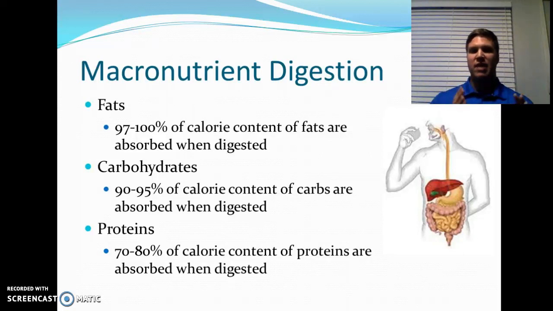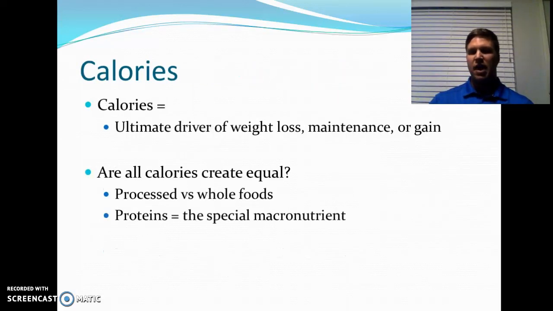So proteins have the highest thermal effect, followed by carbohydrates and fats. If we look at the other side, fats are the most efficient macronutrient that our bodies absorb because we hardly lose any amount to digestion and absorption, followed by carbohydrates and proteins. So proteins have a bit of an edge compared to the other two.